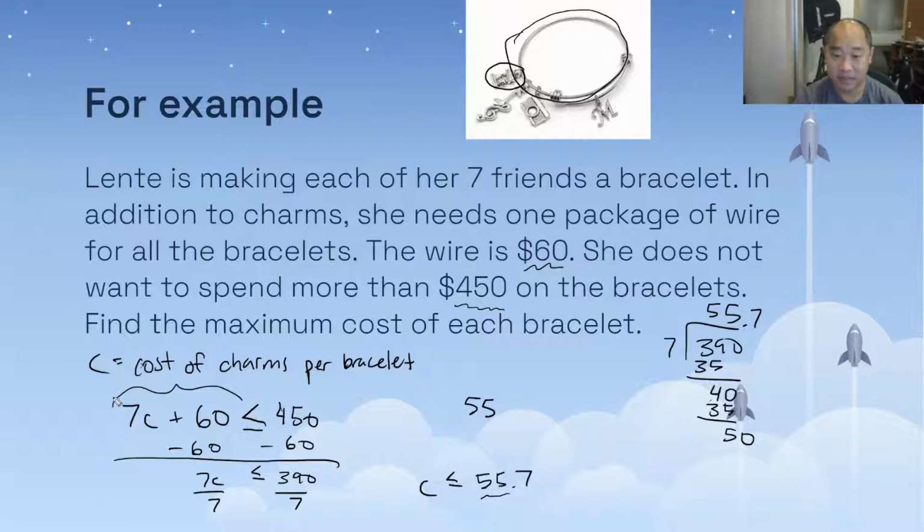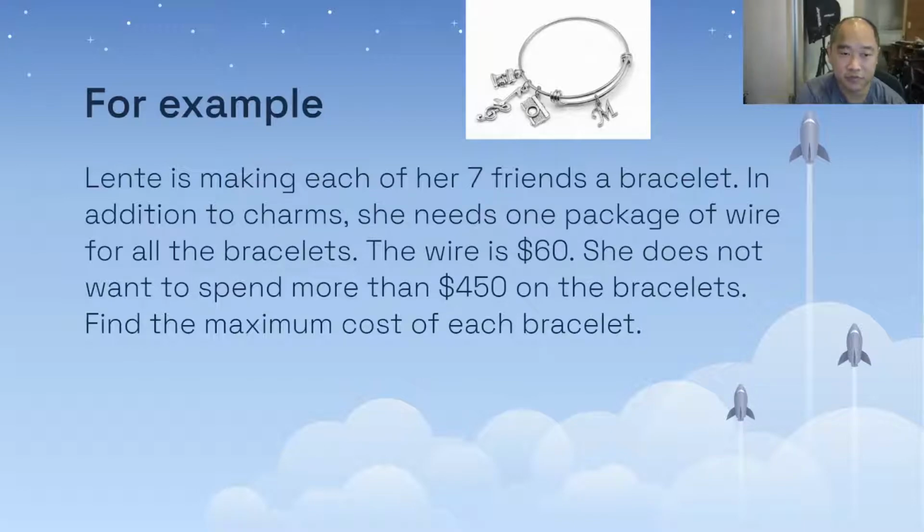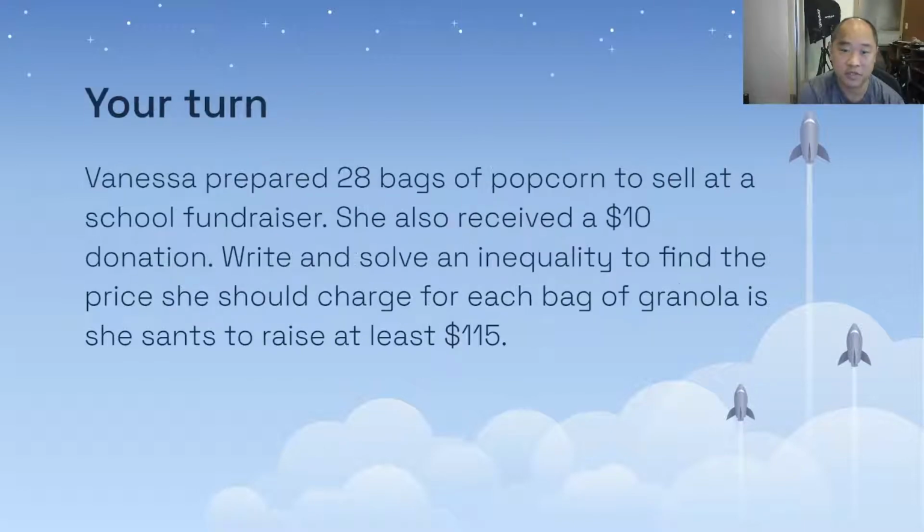Yeah, because C is the cost of charms. That's the cost of charms. Find the maximum cost of each bracelet. I guess we'll have to divide the 60 by 7 also. No, I meant to write this differently. I meant to say, write the maximum cost of charms for each bracelet. My bad. All right, well, let's move on. $55 for the charms on each bracelet.